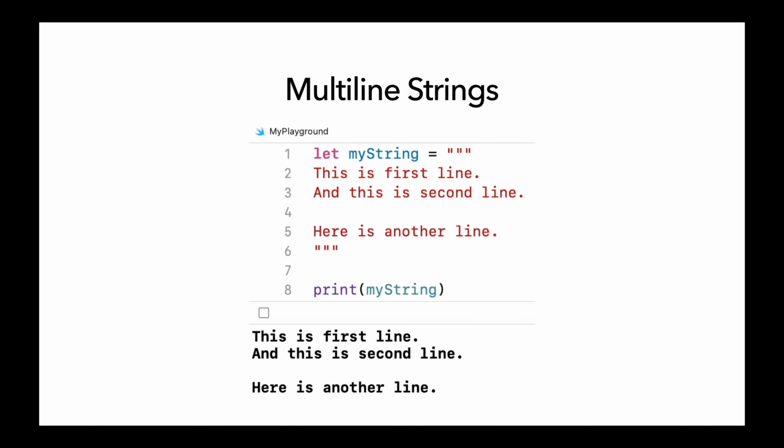To declare a string that spans multiple lines, we surround it by 3 double quotation marks. If the multi-line string includes a line break, that line break also appears in the string. In our example, there is a line break after the second line, so we get an empty line after the second line when we print the string.